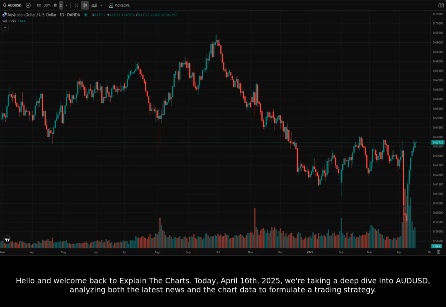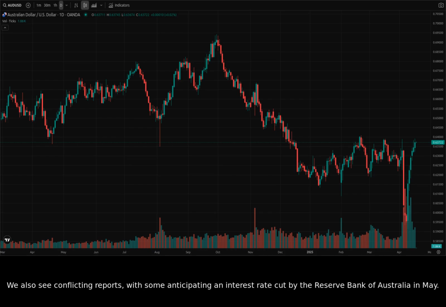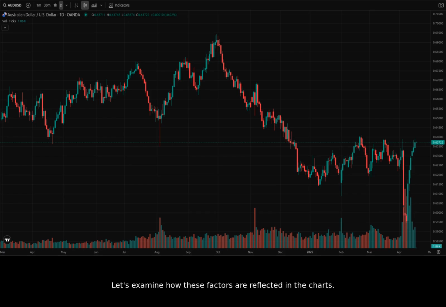Today, April 16th, 2025, we're taking a deep dive into AUDUSD, analyzing both the latest news and the chart data to formulate a trading strategy. Recent news indicates that the Australian dollar has seen upside momentum, propelled by a sell-off in the US dollar, pushing AUDUSD near the 0.6400 level. We also see conflicting reports, with some anticipating an interest rate cut by the Reserve Bank of Australia in May. Let's examine how these factors are reflected in the charts.